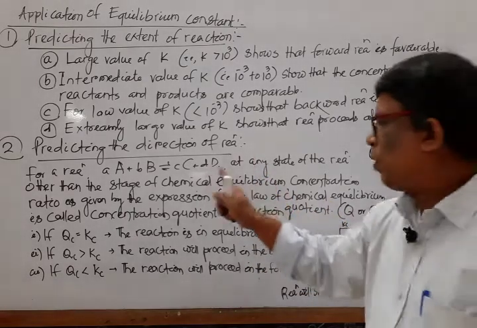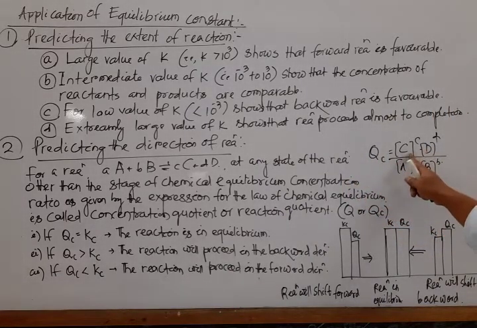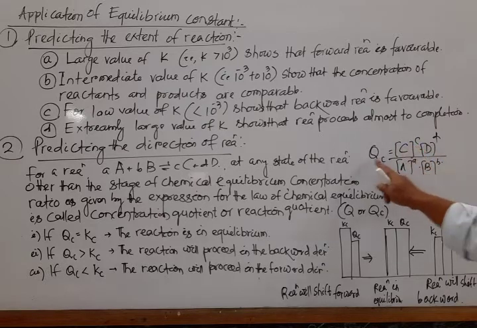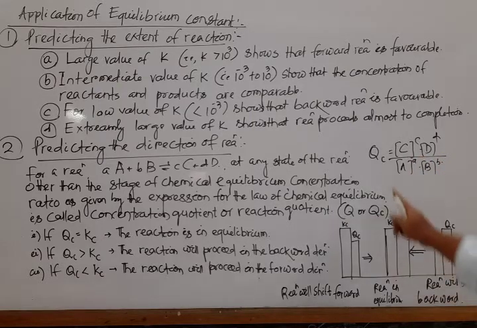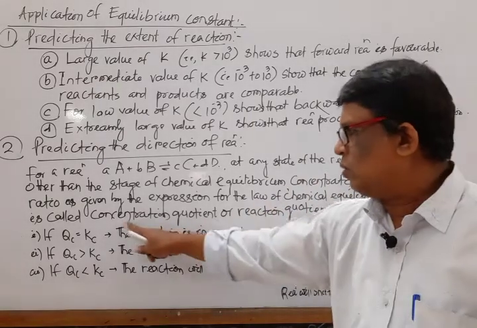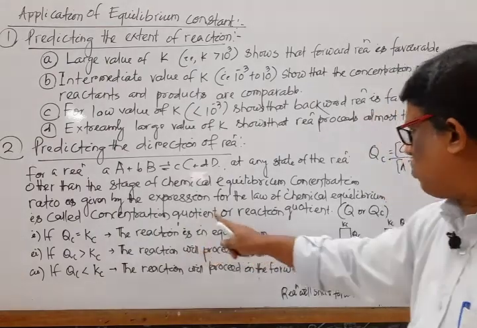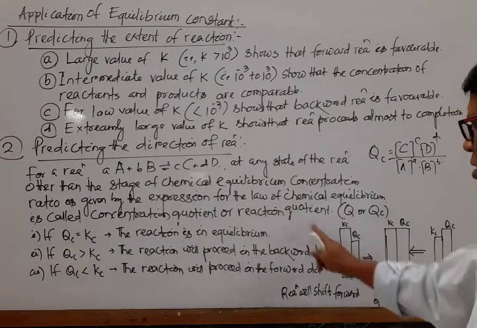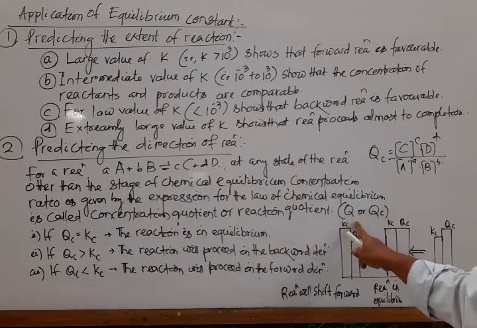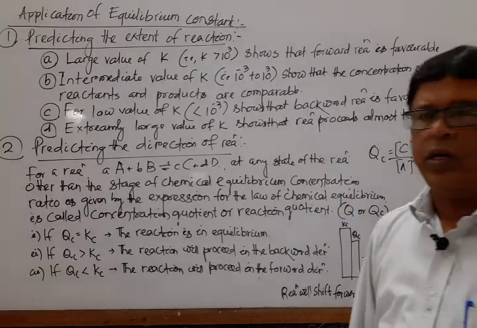That means the product, mark that, the product of molar concentrations of product species, each raised to the power equal to its coefficient, divided by the product of molar concentrations of reactant species, each raised to the power equal to its coefficient, is another constant which is known as the concentration quotient or reaction quotient. The symbol is Q or Qc.